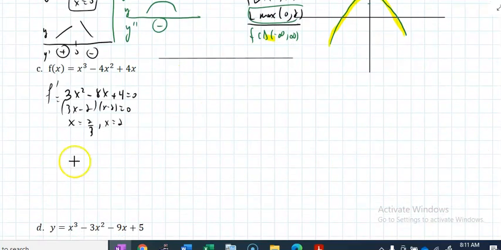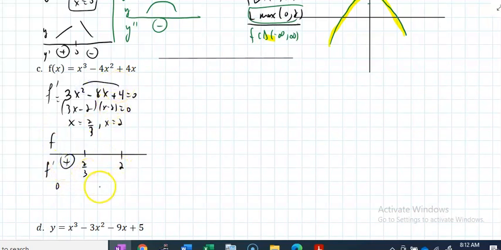Okay, so if I do my testing, around 2/3 and 2, there's f prime and there's f. If I pick a point to the left, say 0, I'll get a positive 4. A point between 2/3 and 2, 1 is ideal. If I put 1 in there, 3 minus 2 is positive, and 1 minus 2 is negative, so that makes it a negative.